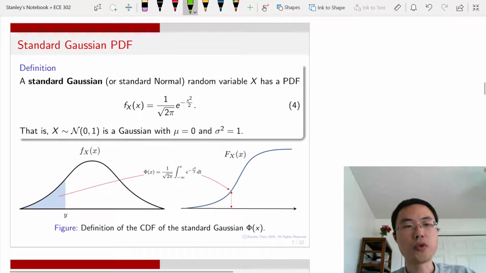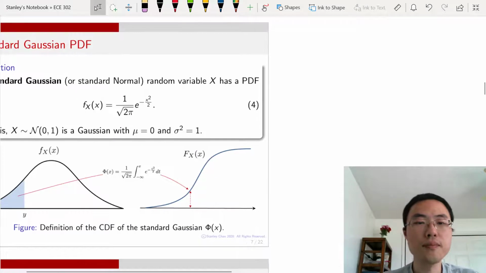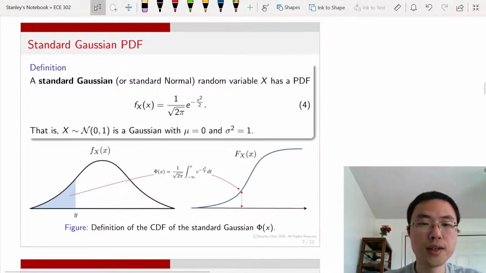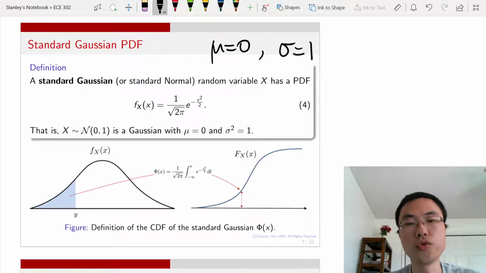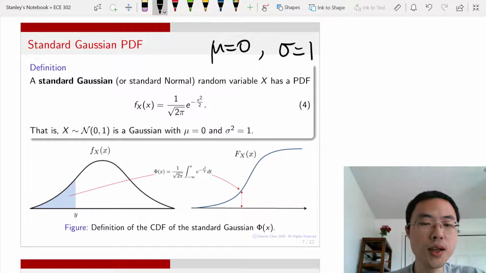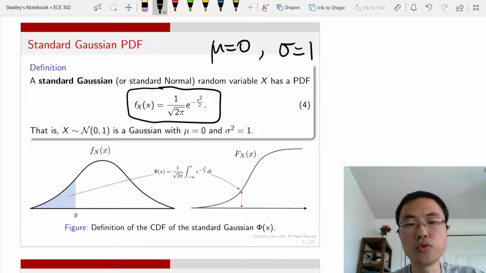I'm going to introduce another Gaussian, which is the standard Gaussian. The standard Gaussian says that mu equals 0 and sigma equals 1. It's also called the zero mean, unit variance Gaussian random variable. It has a PDF given by this formula. You just substitute sigma equals 1 and mu equals 0.